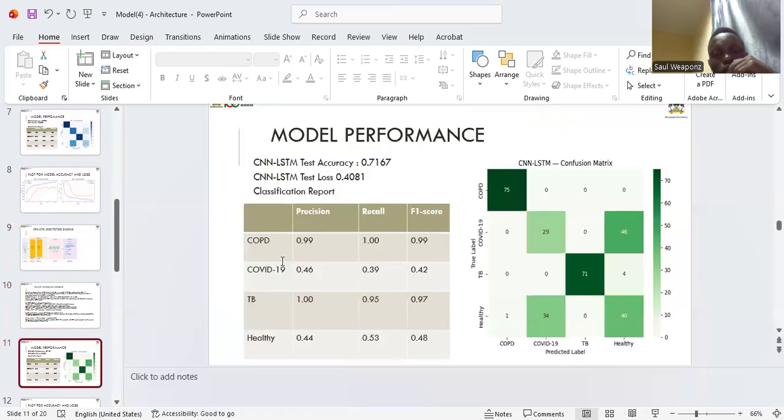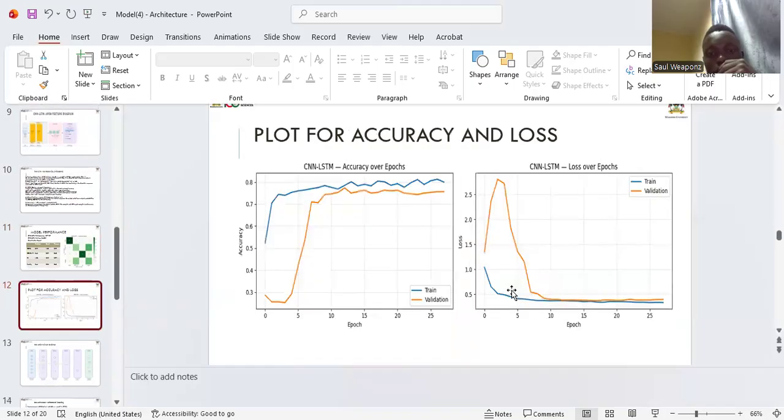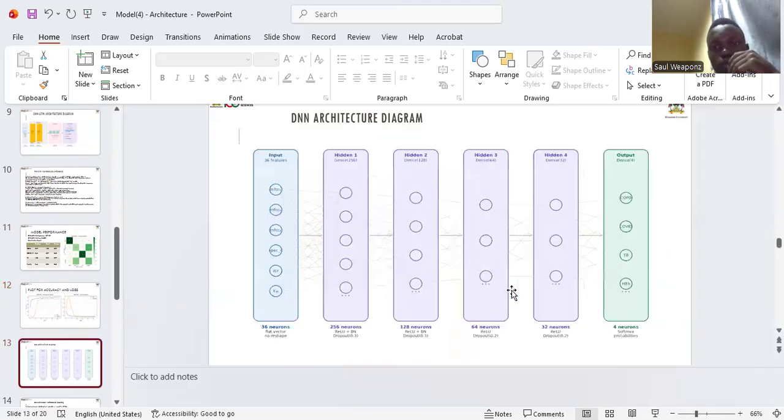So this is the test. We have a test accuracy of 71 and a CNN LSTM test loss of 0.that. So CNN LSTM is also doing well with COPD and TB, and is suffering with COVID-19 and the SSI. Yeah, that has also been illustrated using this confusion matrix. These are plots for accuracy and loss, training and validation.